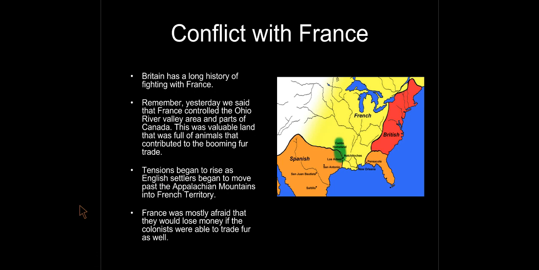So I want you to go ahead and take a moment and get some of these notes down. So, what's super important from this slide is that France controlled the Ohio River region, and that they were engaged in the fur trade, and that British settlers began to move past the Appalachian Mountains into French territory. So pause the video and copy that down.